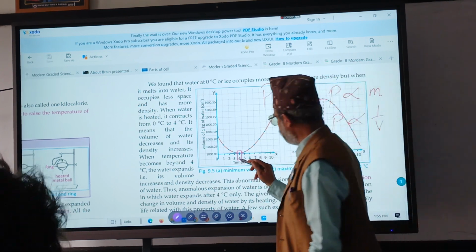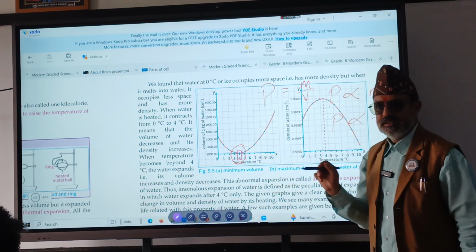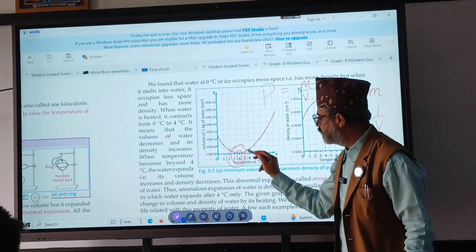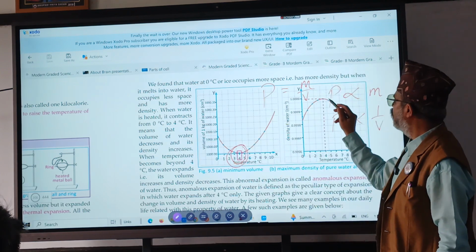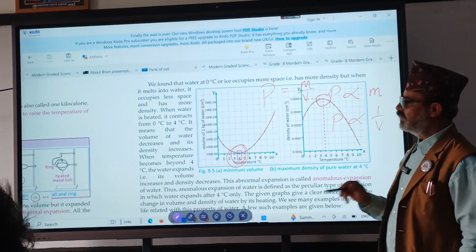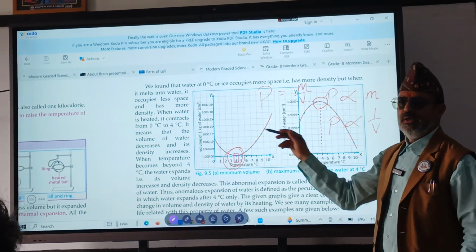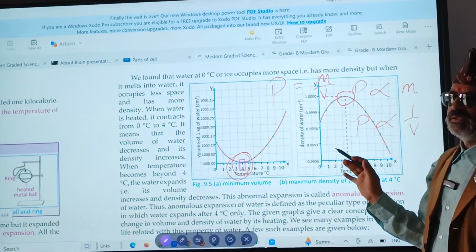This graph also shows the same thing. Here is less volume at how much degree centigrade? 4 degree centigrade. So density is maximum at 4 degree centigrade. So water at 4 degree centigrade is much heavier than water at other temperatures.